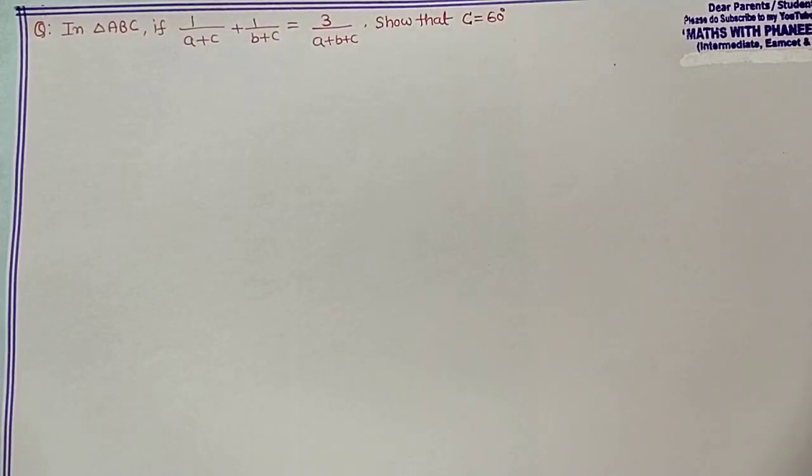The next question. In triangle ABC, if 1 by (a plus c) plus 1 by (b plus c) equal to 3 by (a plus b plus c), show that angle C equal to 60 degrees. Just consider the given condition and simplify, you will get the answer. It is a very easy question, very important for 4 marks. You remember that, dear students.